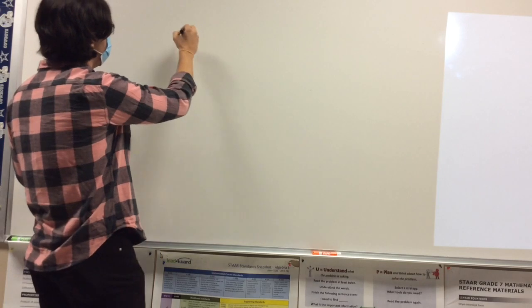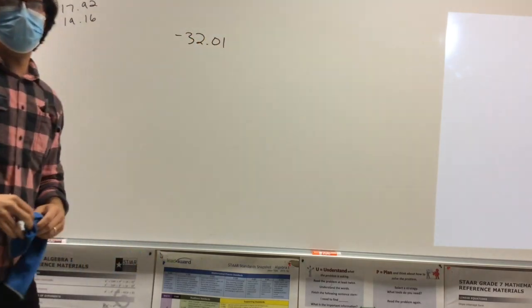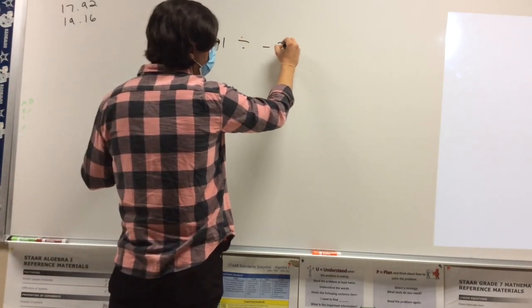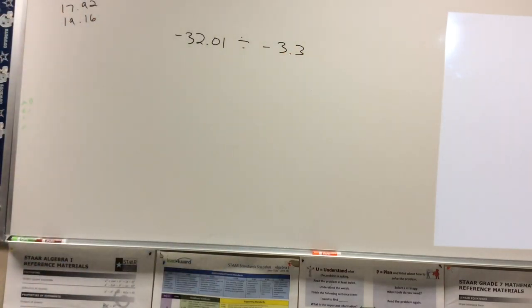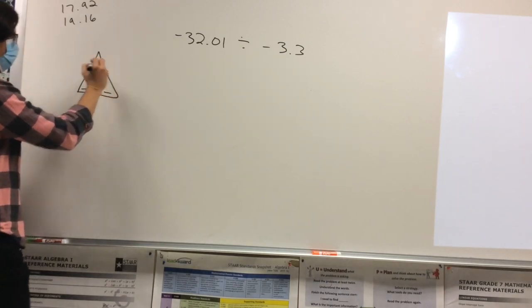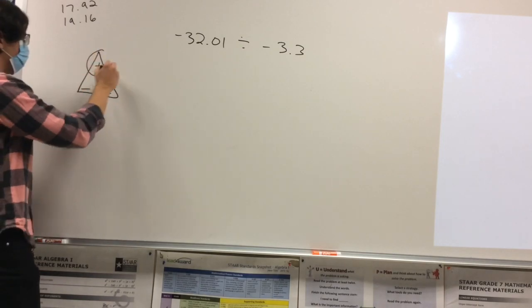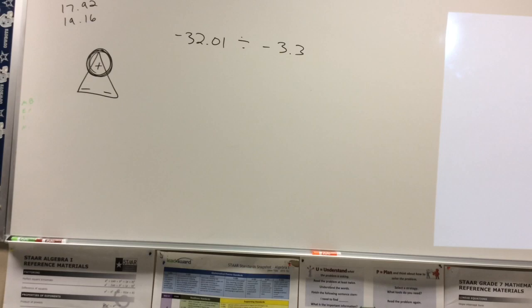All right, here we have negative 32.01, and this is being divided by negative 3.3. Okay, first of all, what operation am I doing here? Division, right? Which means that my triangle applies to this problem. And in this problem, I have a negative divided by a negative. So what does my answer have to be? Positive. So I'm going to go ahead and circle this to remind myself that I have to have a positive answer at the very end of all of this.